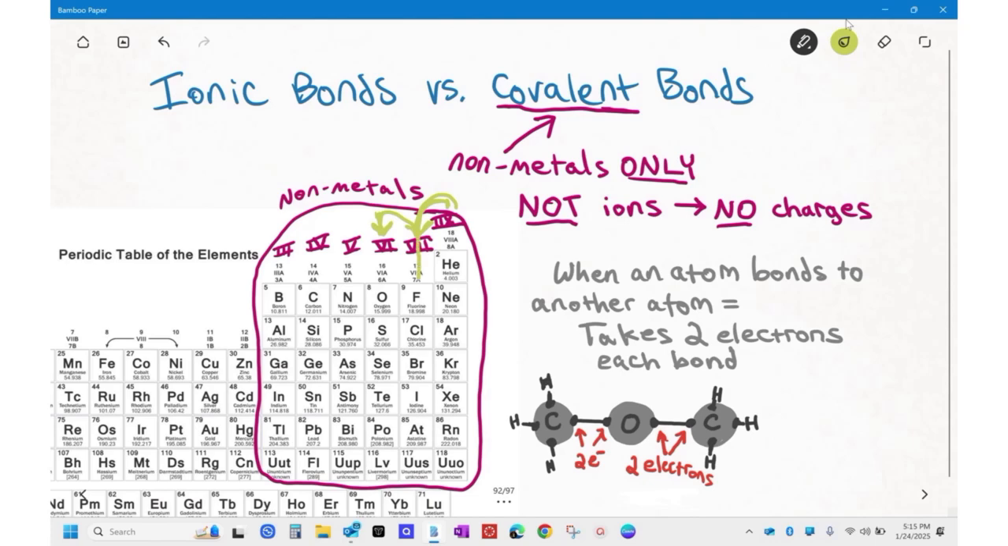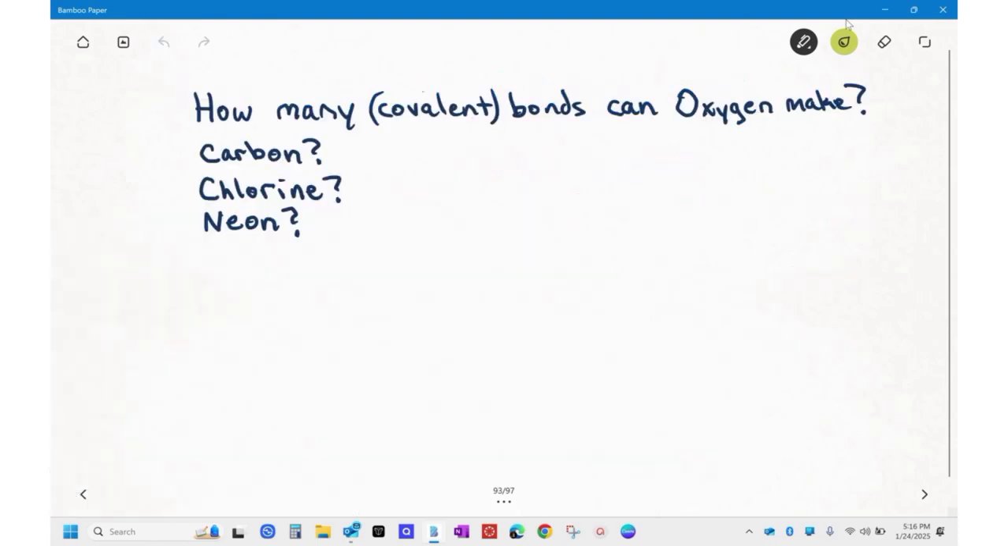Fluorine and chlorine both made 1 bond because they're only 1 away from the 8. But oxygen is 2 columns away from column 8. And so that means it's going to need 2 bonds in order to get its 8 valence electrons in its valence shell. So all you do is you count backwards from column 8, and that will tell you how many bonds that element makes. So let's try these.